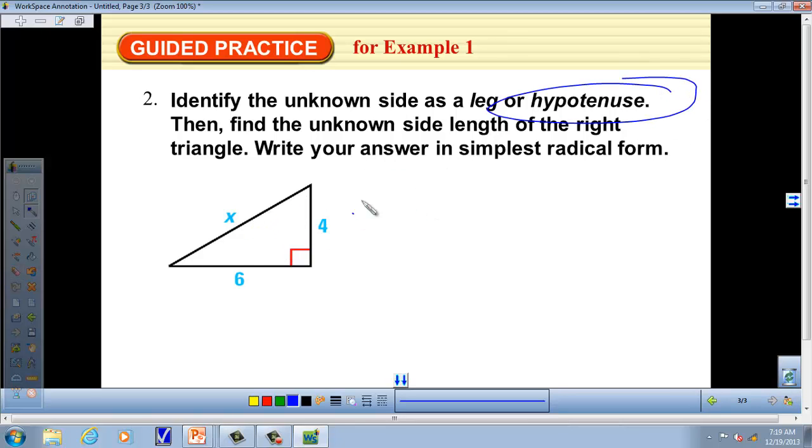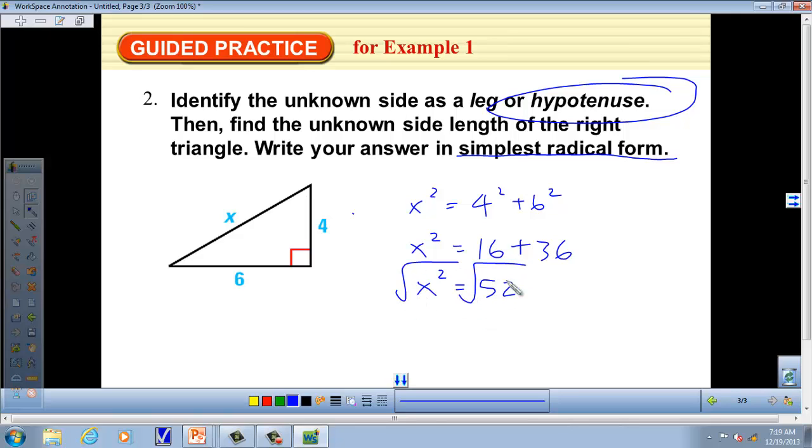In this case, this is my c, these are my a and my b, so we would say x squared is equal to 4 squared plus 6 squared, and we get x squared is equal to 16 plus 36, so x squared here is equal to 52. If we look carefully, it does say simplest radical form, so we have to break it up into its simplest radical form rather than giving a decimal answer.